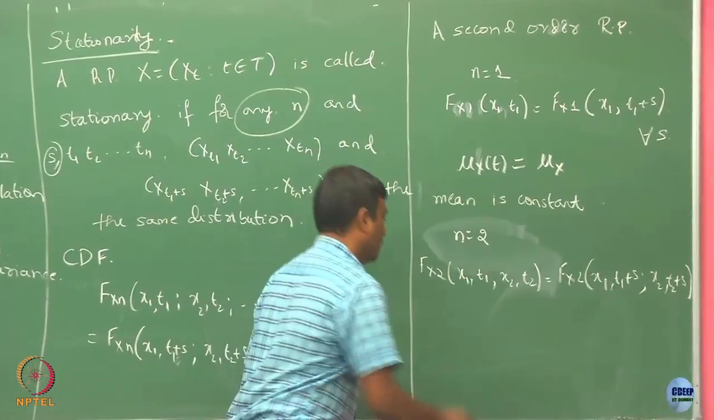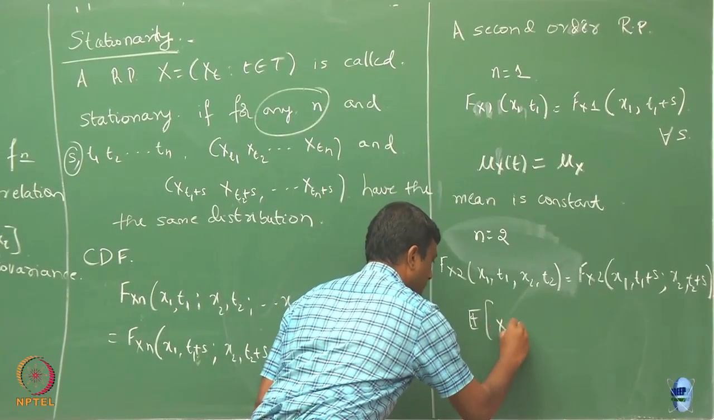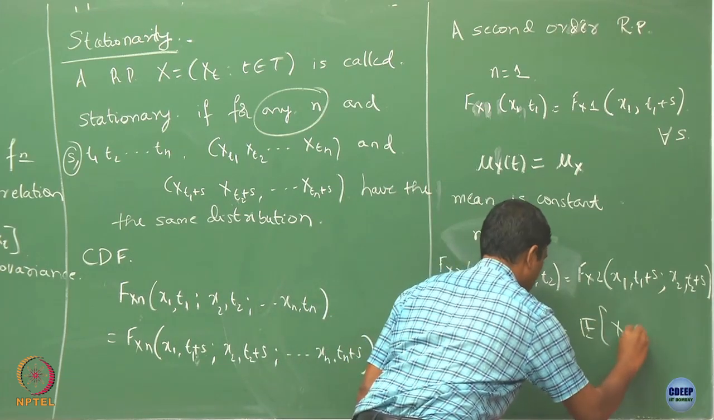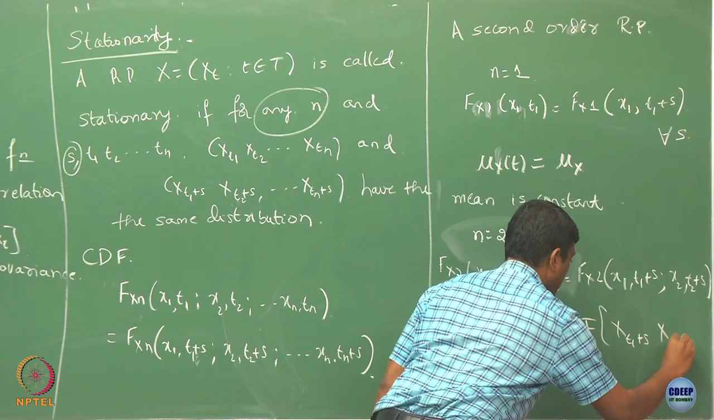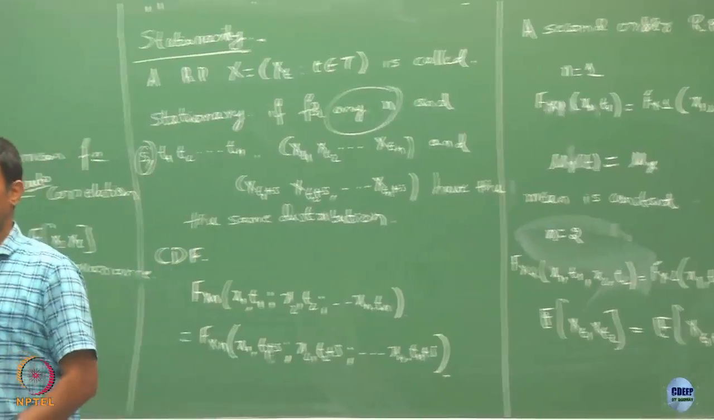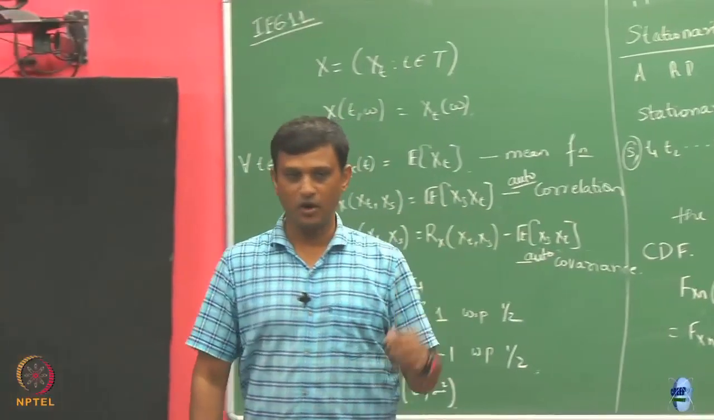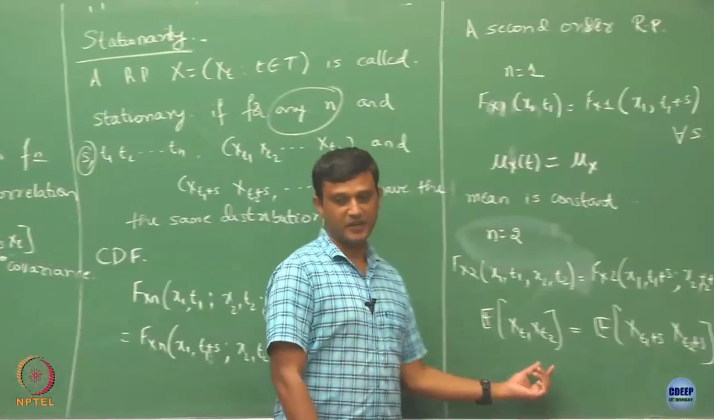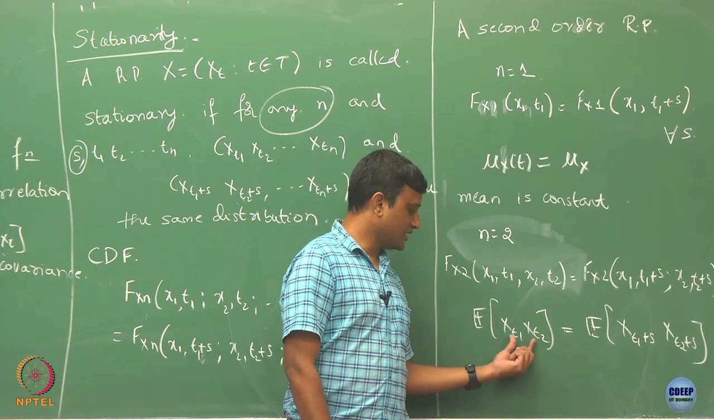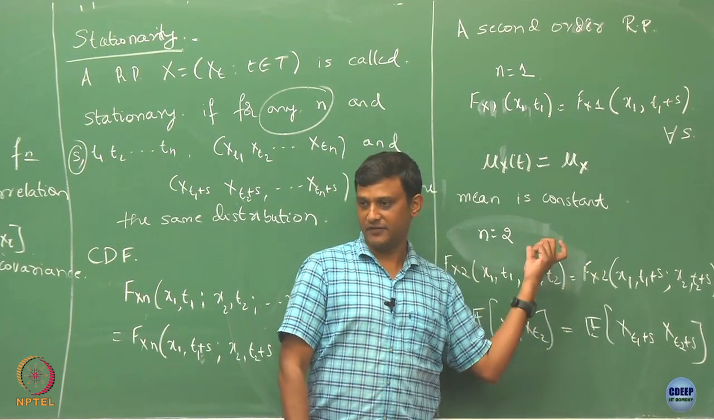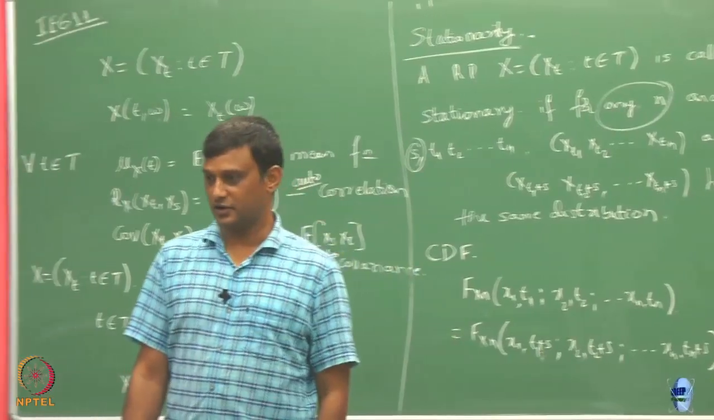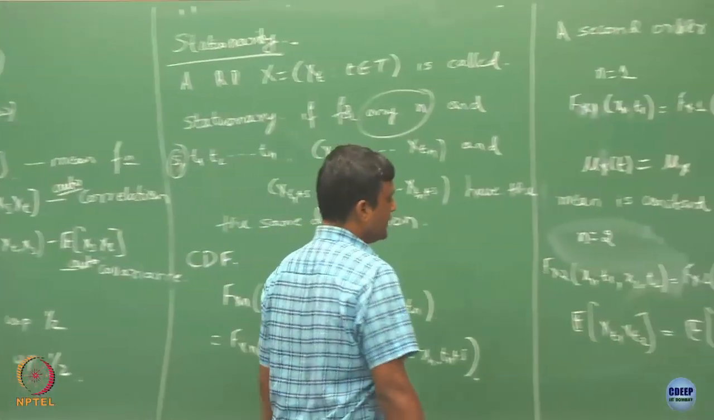Now because of this, what does it say about my correlation? Are they going to be the same? If I shift two random variables by the same amount, then their expected value should also be the same, right? Why is that? Because these two have the same joint CDF by definition. The CDFs are going to be the same, then the expectation is also going to be the same, right? So then what does it mean?